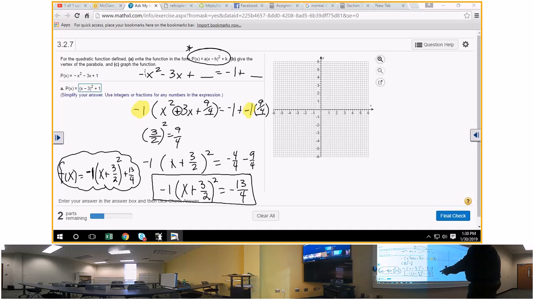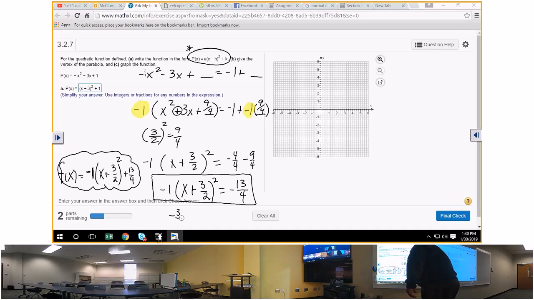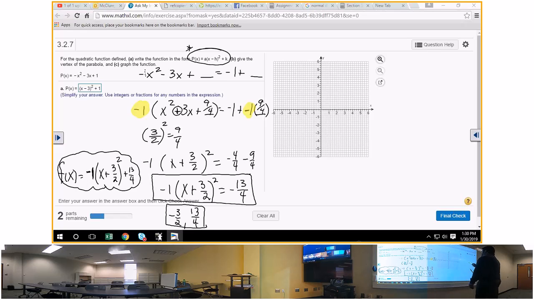Okay, now what's the vertex? The vertex is negative 3 halves, take the opposite, comma, and positive 13 fourths. That's your vertex. And then we're going to go over here and find the x-intercepts. So negative 1, x plus 3 halves, quantity squared is equal to negative 13 fourths. You might think, since this is negative, that there's not going to be any x-intercepts, but that's not true because you divide by negative 1 to get rid of this, and that changes this into a positive 13 fourths.